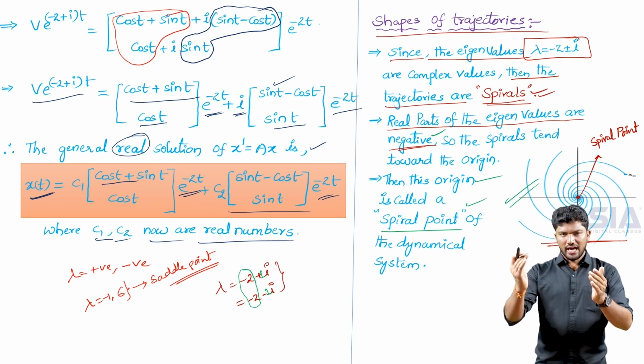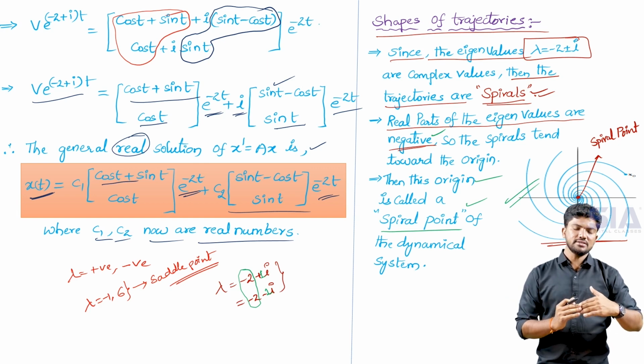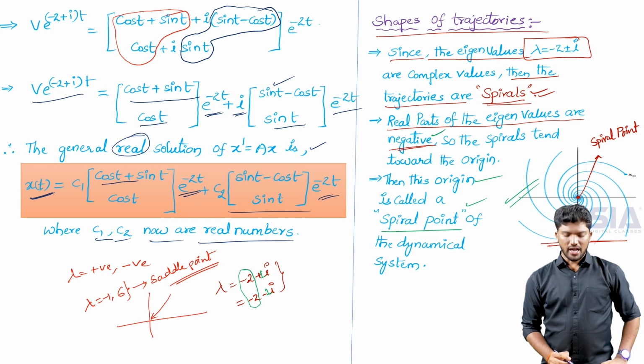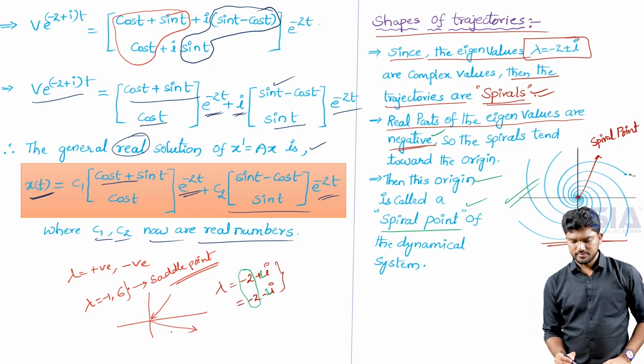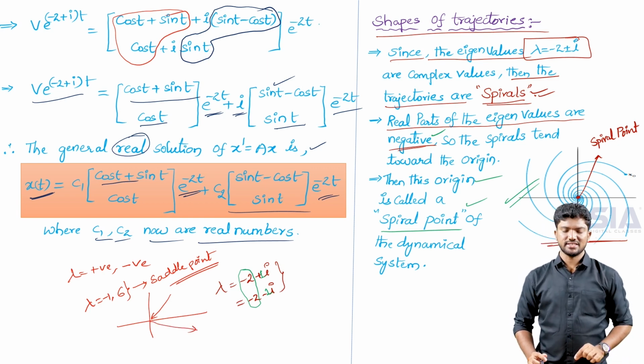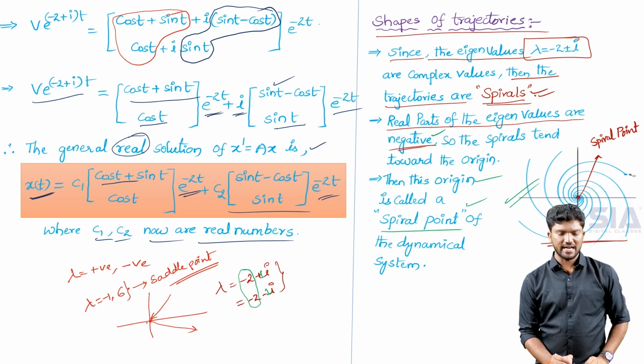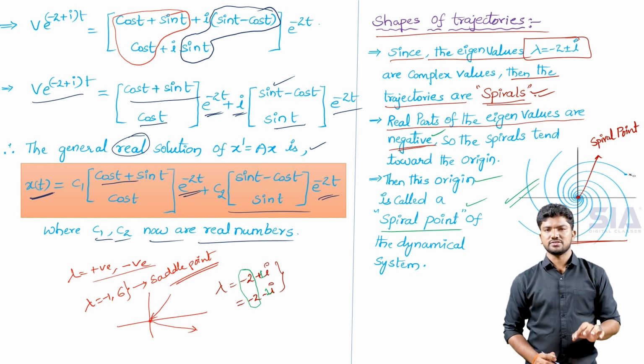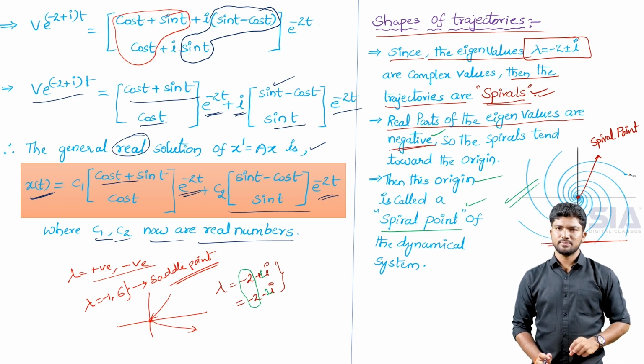They are attracted towards the origin and repelled from the origin. These types of origin are called a saddle point. Whenever you get positive and negative eigenvalues, this phenomenon takes place.